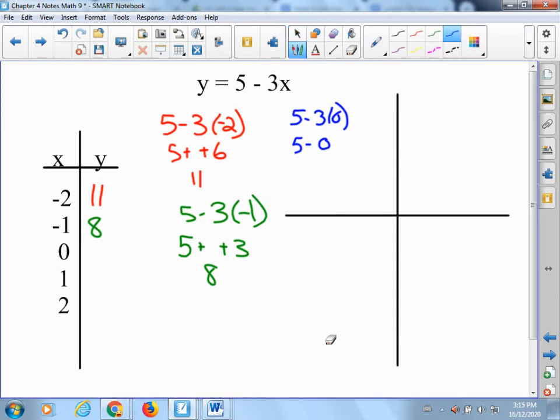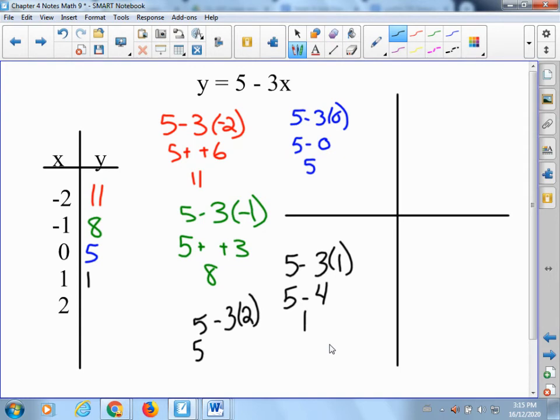Sorry for the interruption. We were saying 5 minus 3 times 0, which becomes 5 minus 0, which gives us 5. And if I did the next one, 5 minus 3 times 1 is 5 minus 3, which gives me 2. Wait, 3 times 1 is 3, so 5 minus 3 gives me 2. And if I did the last one, 5 minus 3 times 2 becomes 5 minus 6, which gives me negative 1. So if they're going to give you an equation, they will ask you to do a table of values.